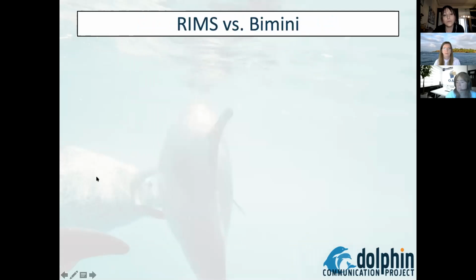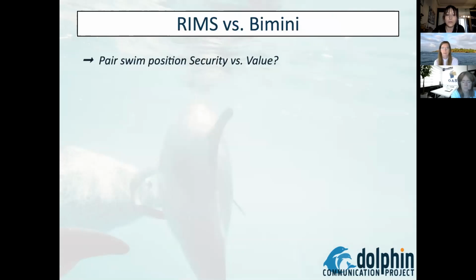And if you want to compare our two populations, we saw that we have pair swim position that end up in security at RIMS and value at Bimini, but also that we only have a sex effect on value at RIMS and nothing on Bimini. So how can we explain those differences? Let's start with the sex effect on value at RIMS.